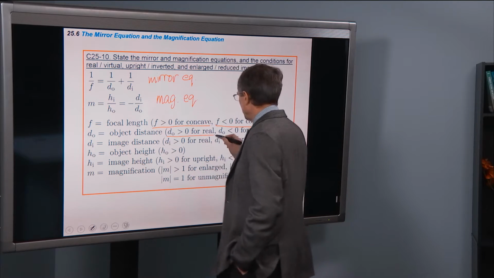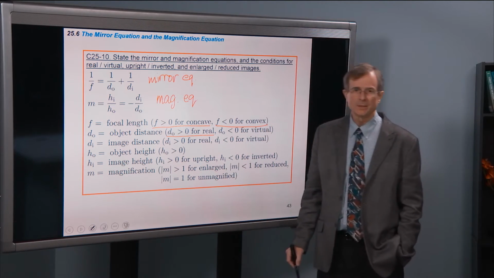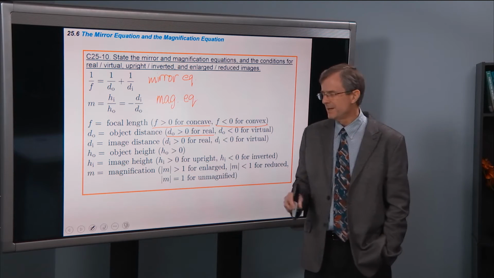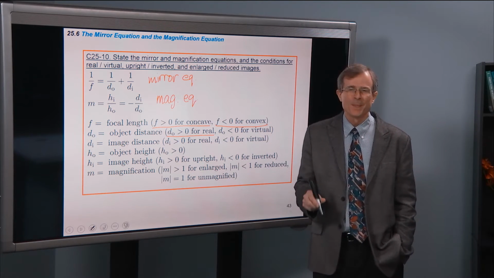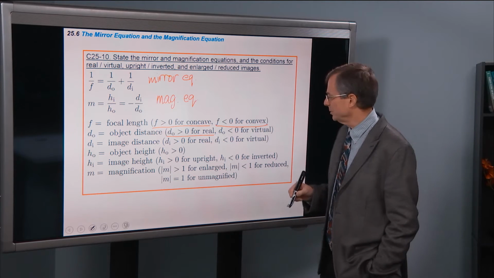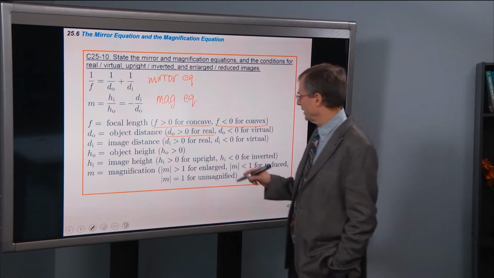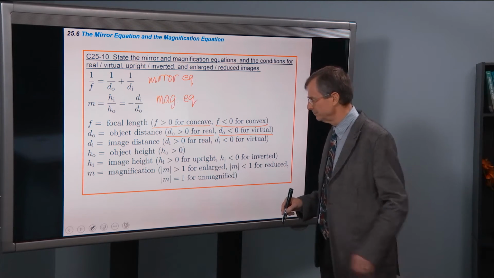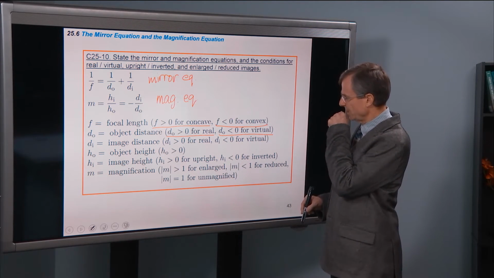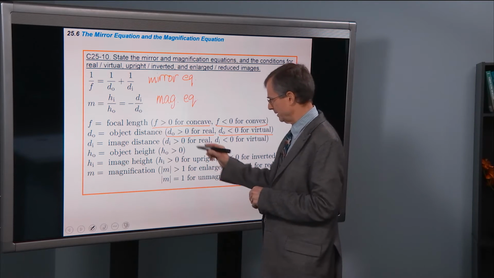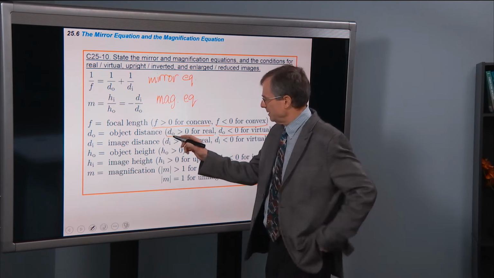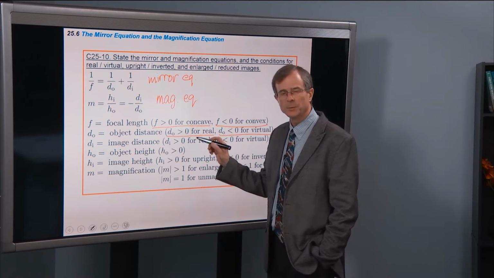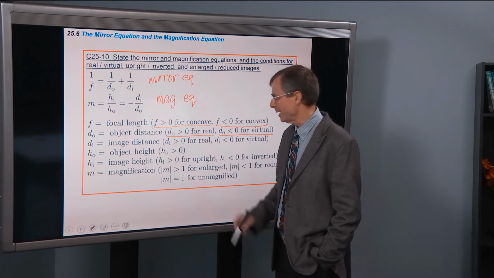The object distance. If the object is real, which it will be for almost every single case that we talk about, it will be true for all the homework cases. There will be one case in the lab where the object is a virtual object. And we'll work through that case in the lab. But for almost all cases, for the homework, etc., the object distances will always be positive numbers. The objects will be real objects, not virtual objects.